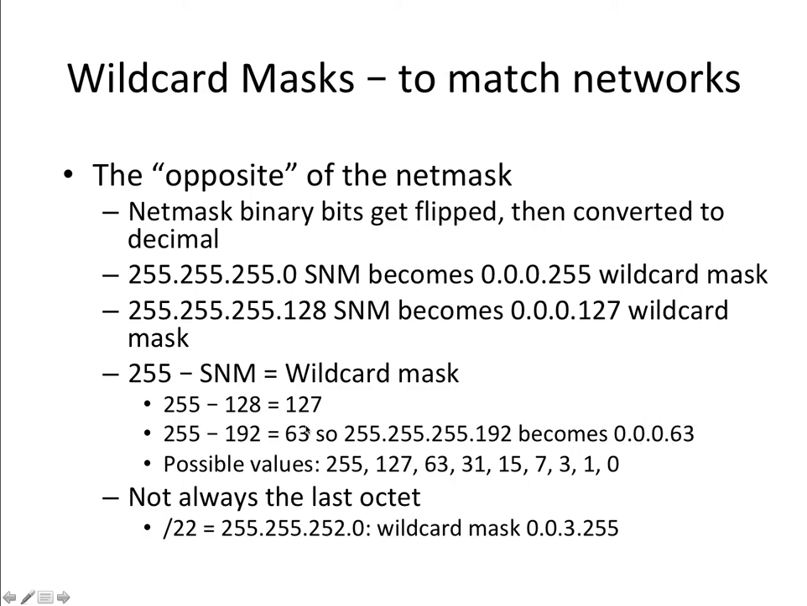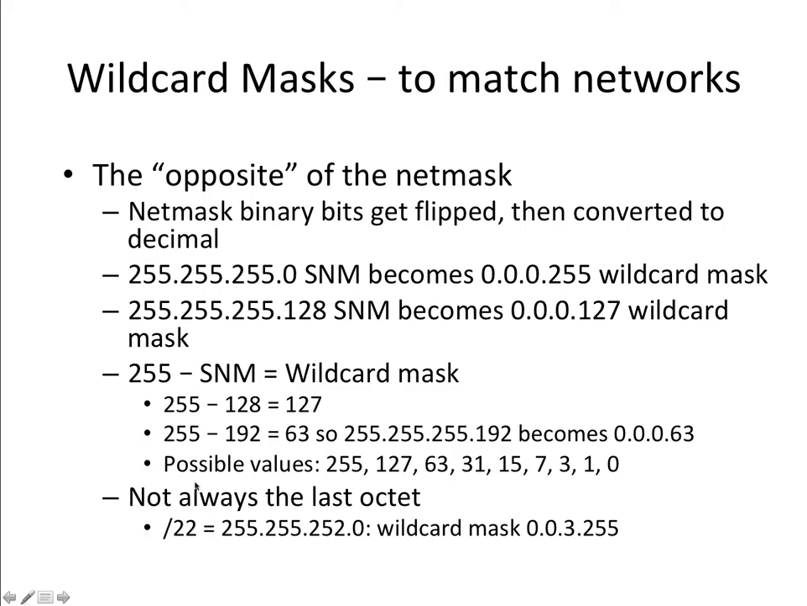You can't just have any random value you want to stick in there. I mean, the router will let you do it, but you're going to get weird results. The expected values for the wildcard mask will be 255, 127, 63, 31, 15, 7, 3, 1, 0. If you look, these numbers are like the block size minus 1 from our subnetting days, right? If you have a block size of 128, you subtract 1 from that, you get a wildcard mask of 127. A block size of 64, you subtract 1, you get a wildcard mask of 63. So maybe that'll help you remember it.